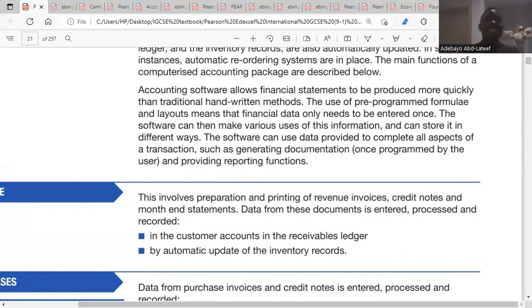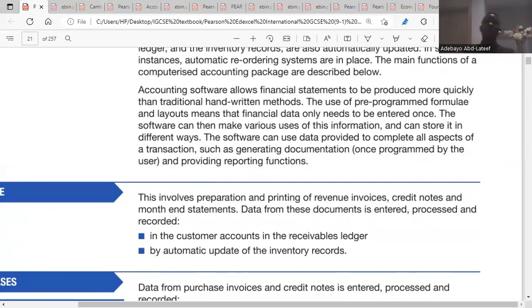As soon as that is done, it also automatically updates your inventory because you have sold. Your inventory is already integrated in the system. So if you have sold 100 bottles, it automatically reduces 100 bottles from your inventory. So your inventory is automatically updated. As soon as you update your trade receivables, your inventory will also go down. Do you understand? That is the function of accounting for revenue.